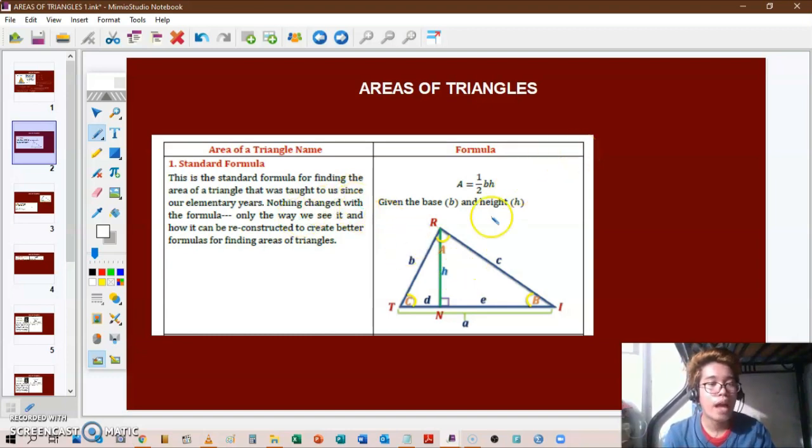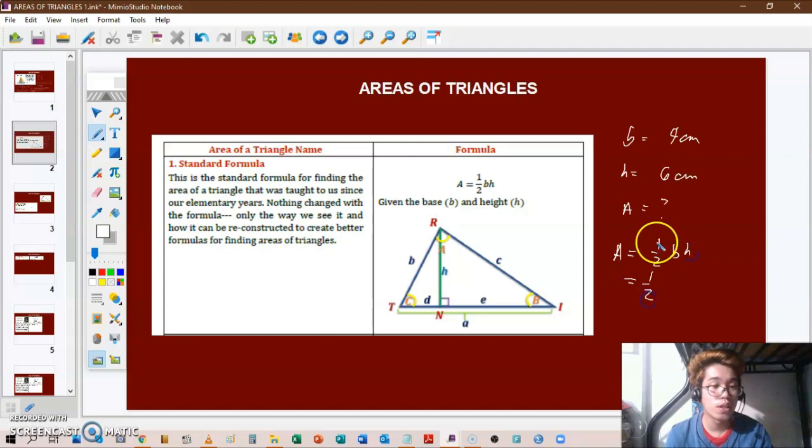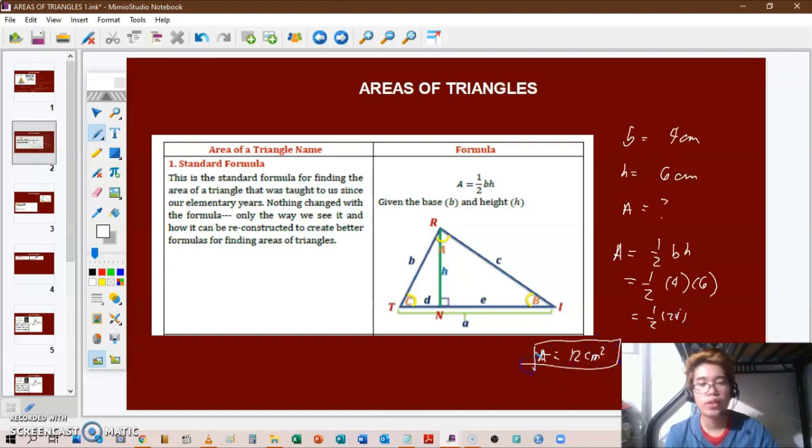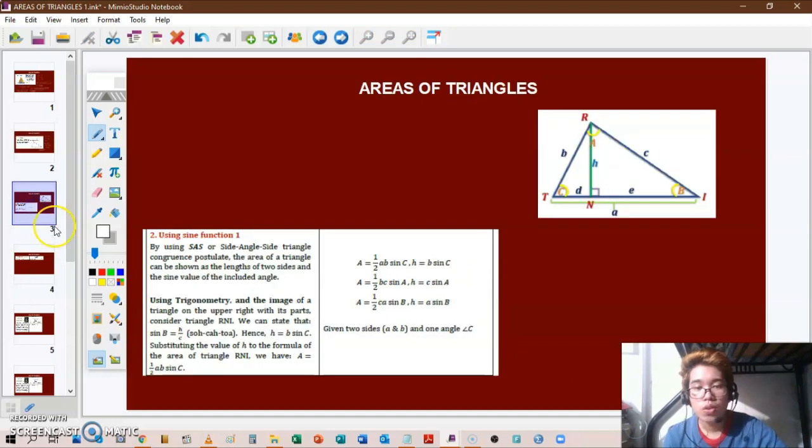Given, for example, a triangle with a base of 4 centimeters and a height of 6 centimeters, we want to know its area. We just simply use this formula. This has been taught to you guys in elementary years, so it is very simple. We have 1/2 times 24, and therefore the area of the triangle is equal to 12 squared centimeters. There you go. Let's go to the second one.